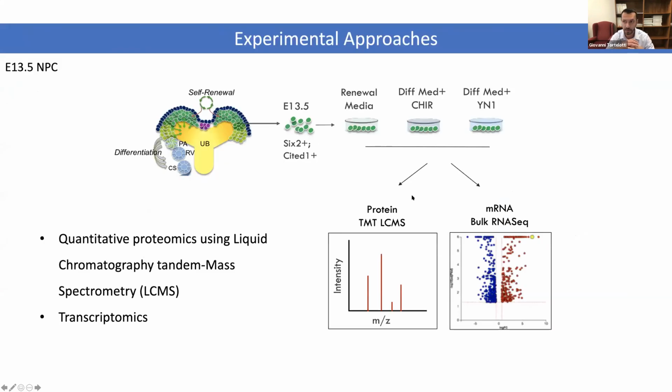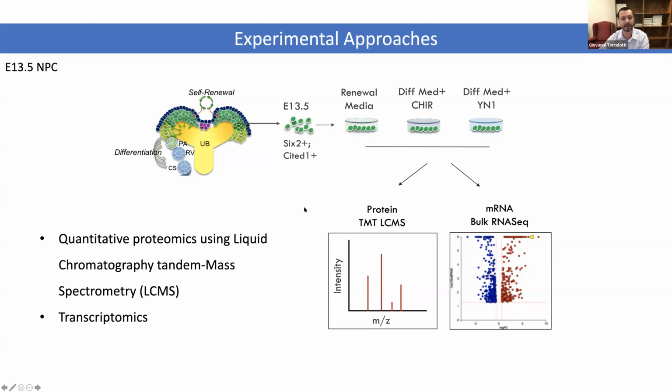To answer this question, we dissected those small units that I talked about earlier in the presentation at embryonic day E13.5, and we cultured the NPCs, the nephron progenitor cells, under different culture conditions. First control, then YN1, the glycolysis inhibitor, and KIR. KIR is a pharmacological agent that promotes the activation of canonical Wnt signaling. Canonical Wnt signaling is one of the main signaling pathways that drives differentiation in the developing kidney, so it's a good positive control to compare with YN1.